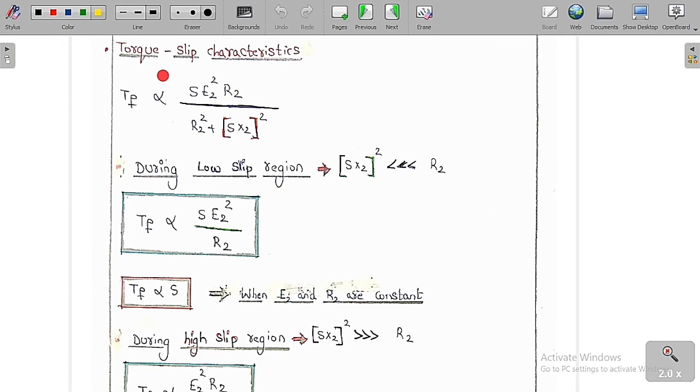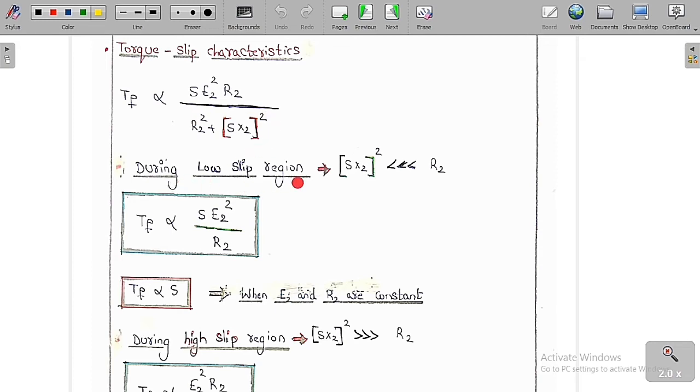So now we will understand some torque slip characteristics. The torque slip characteristics that we are going to understand in a very, very detailed manner. I have already told you the full load torque or running torque is directly proportional to S into E2 square R2 by R2 square plus SX2 whole square. This is the general expression of the torque.